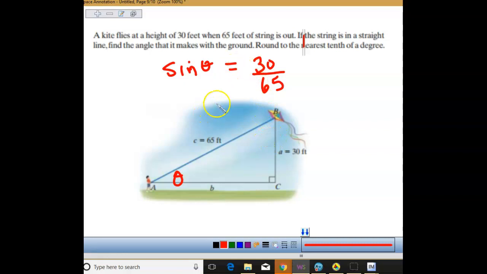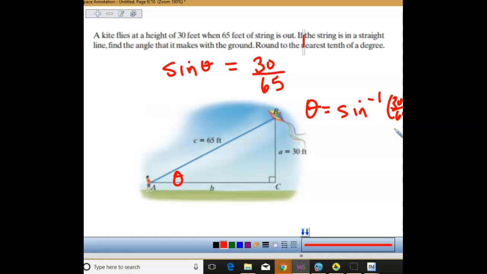Okay, but that tells me what sine of theta is equal to. We want theta. So where do we go from here? You do the inverse sine. So theta is going to be the inverse sine of 30 over 65. So when you plug that into your calculators, what do you get? So if sine of theta is 30 over 65, then theta is the inverse sine of 30 over 65.